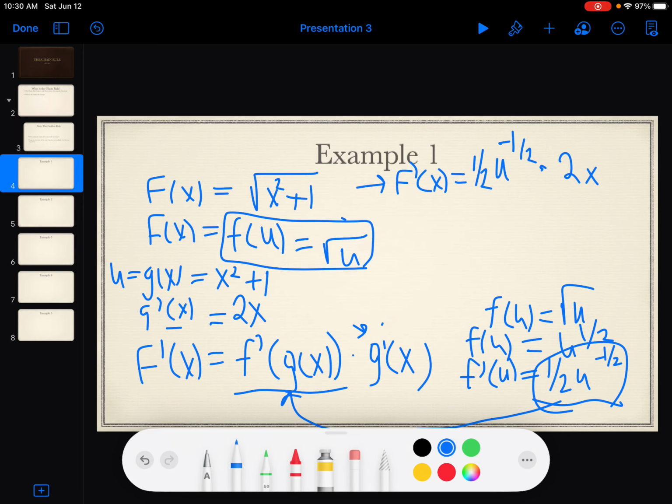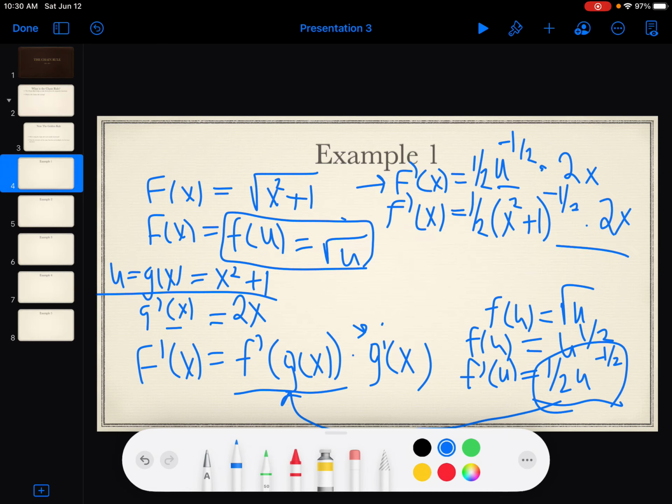So we're not exactly done here because we want everything in terms of x. So what do we do? Well, we have this u, and what's u equal to? Well, u is equal to g of x, and what's g of x equal to? Well, it's equal to x squared plus 1. So what's f prime of x? Substituting x squared plus 1 into this equation, you just get x squared plus 1 to the negative half times 2x. This is your derivative, big F prime of x.